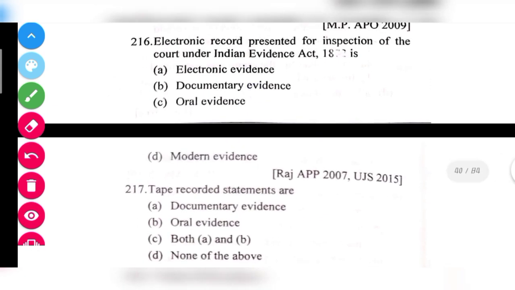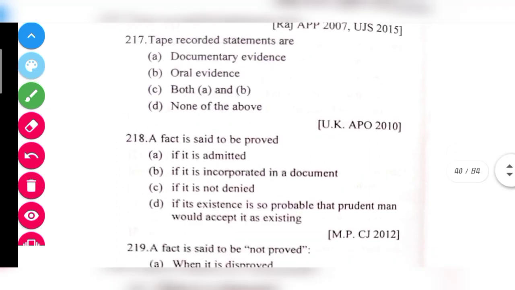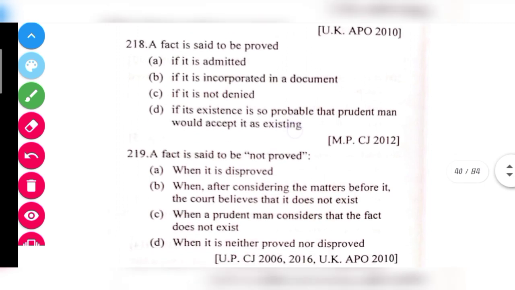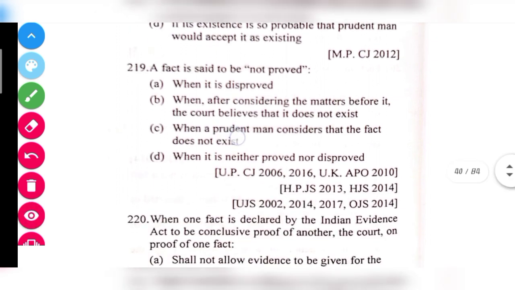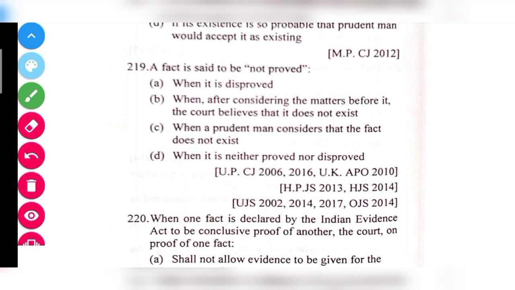216. Electronic record presented for inspection of the court under Indian Evidence Act 1872 is. Answer is B. 217. Tape recorded statements are. Answer is A. 218. A fact is said to be proved. Answer is D. 219. A fact is said to be not proved. Answer is D.